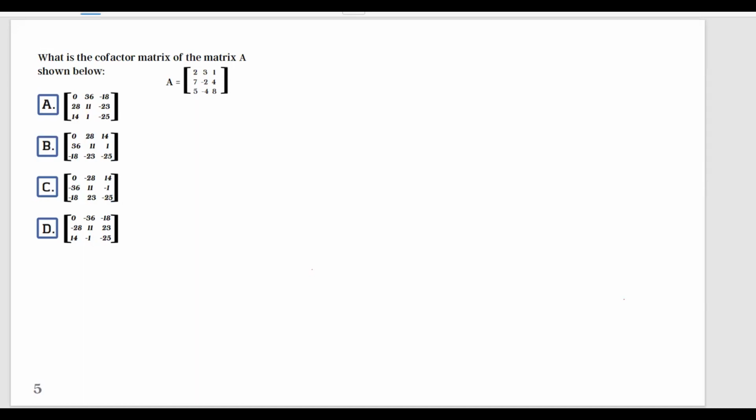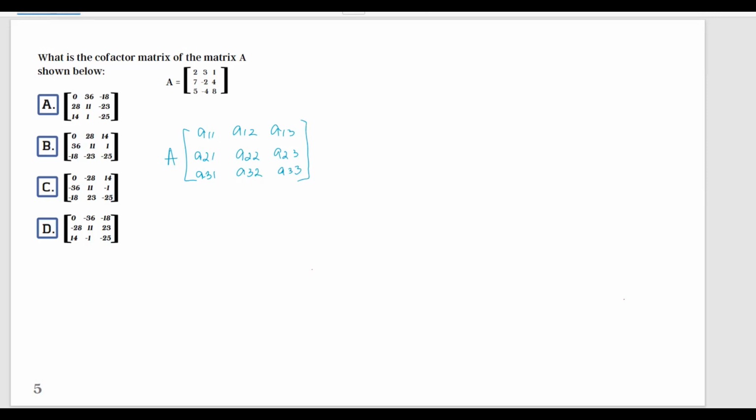Let me take first, let's say, matrix A: A11, A12, A13, A21, A22, A23, and then here you're going to have A31, A32, A33. These are the elements of a 3x3 matrix.